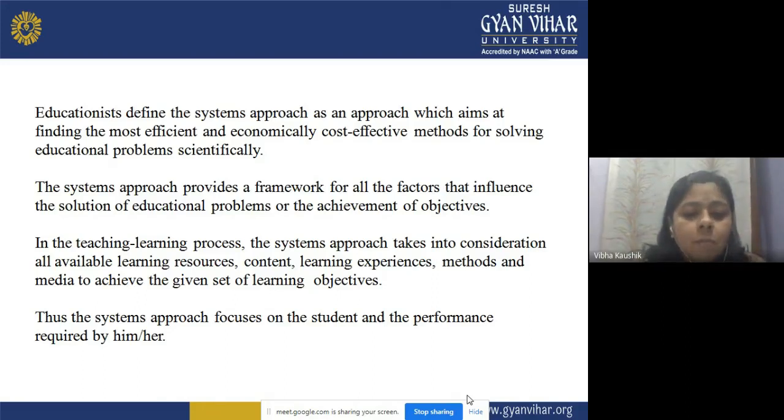Thus, the system approach focuses on the students and the performance required by him. Now, the system approach focuses on what? Students. Means the main or the important thing in system approach is the student.